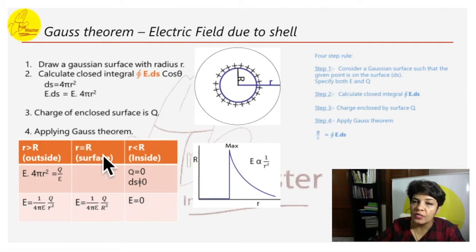Again, we are going to follow the same 4 steps here. This will be our Gaussian surface at that time. E dot ds will be 4 pi capital R square, because this will be R that time. If we take this formula, this r will be replaced by capital R. The charge of the enclosed surface is Q, which will remain the same. Applying Gauss theorem, we will come to know E is equal to 1 by 4 pi epsilon naught Q by R square, because r will be replaced by this R. This will be the R if it's on the surface.